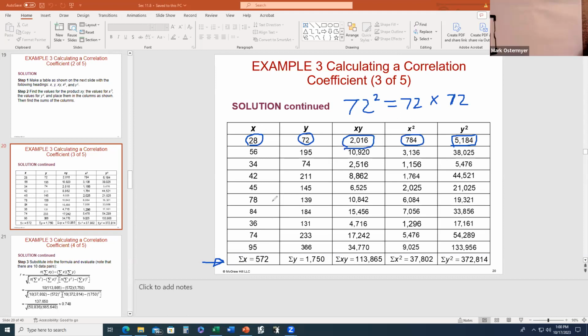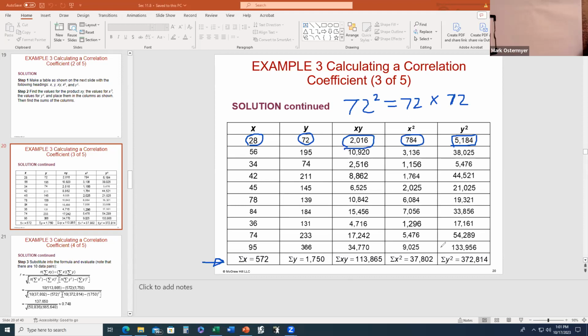So the sum of all your X values is 572. If you added all your Y coordinate values up, you get 1,750. If you added up all your X, Y product values, you would get 113,865, et cetera. So these are the sums of each of the columns at the bottom. And we need those sums, ladies and gentlemen, because we need them for our formula to compute the correlation coefficient R for this ordered pair data set.